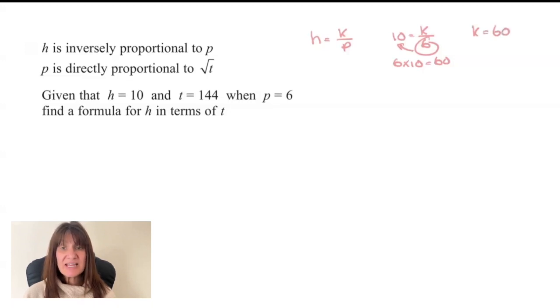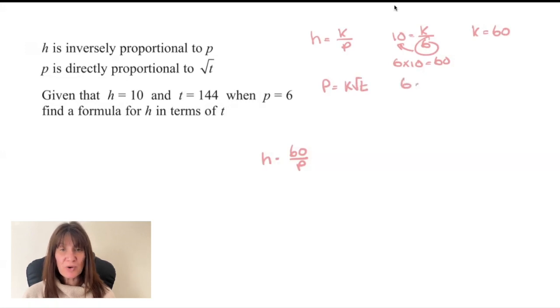Now set this up in its formula. H is equal to 60 over P. We've worked out what K is, so that placeholder can go and be replaced by 60. We're now going to repeat that process on the second line. This time we're being told that P is directly proportional to the root of T. So that gives us P equals K root T.